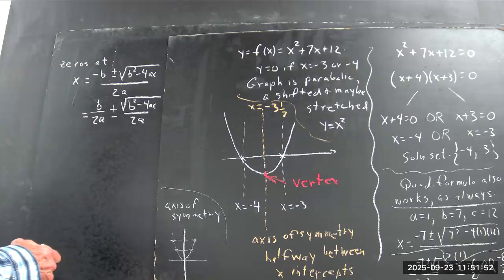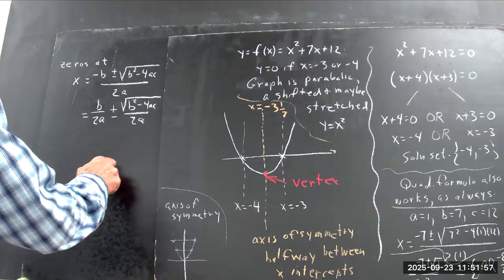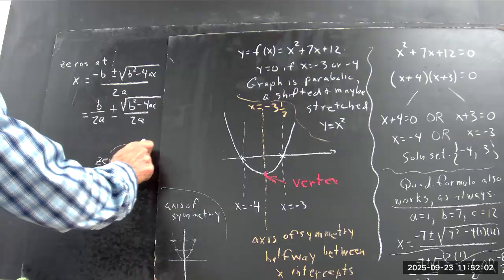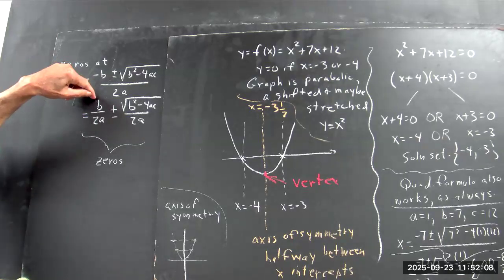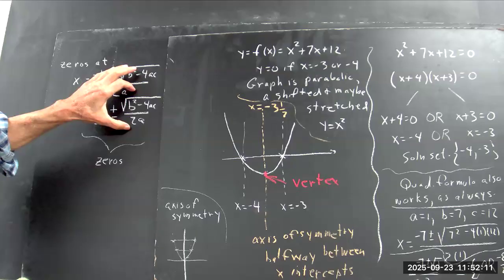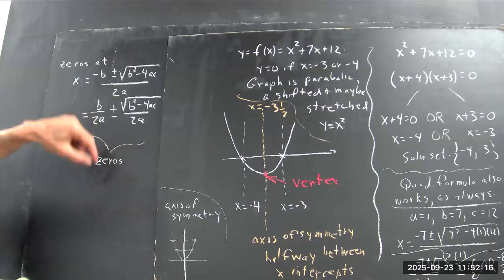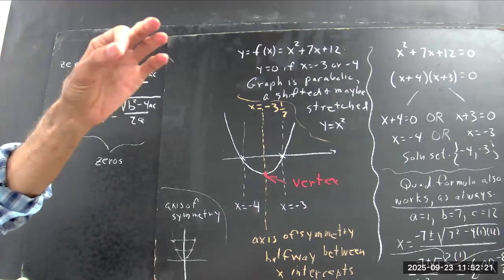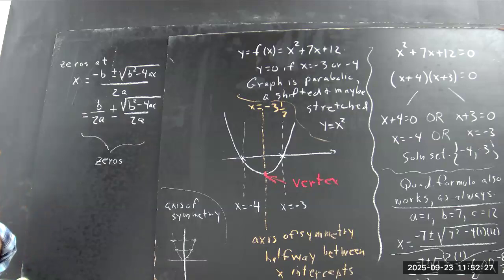Now, these are the zeros. Whatever number you get here is going to be added to b over 2a, and then it's going to be subtracted from b over 2a. Now, if you add and then subtract a number from another number, that other number is halfway between the two.